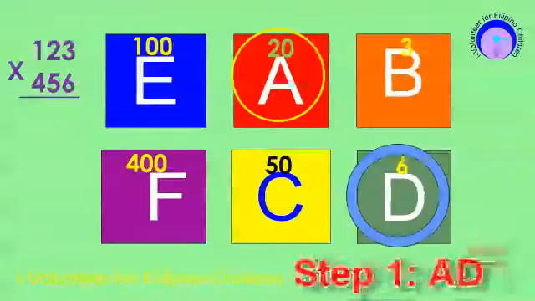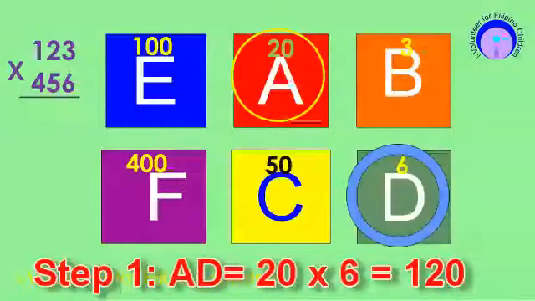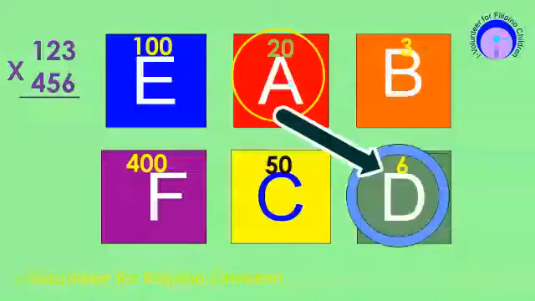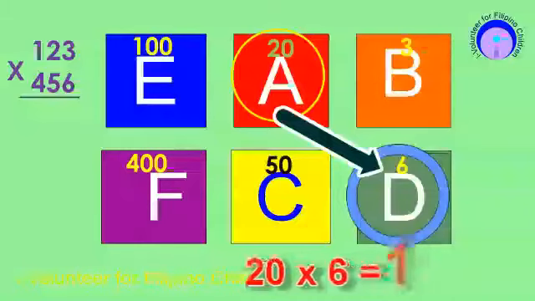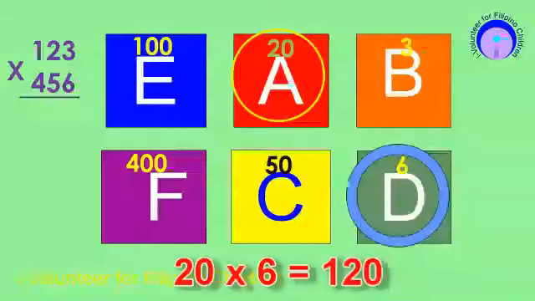Step 1. Find the product of A and D. 20 times 6 is equal to 120. Don't forget your answer. This will be added into the next step. For step 1, 120 is the answer.